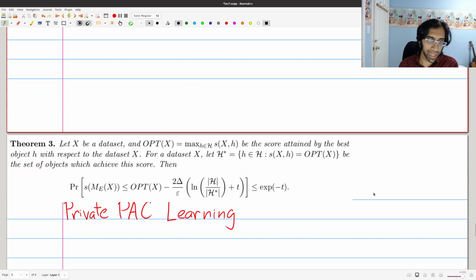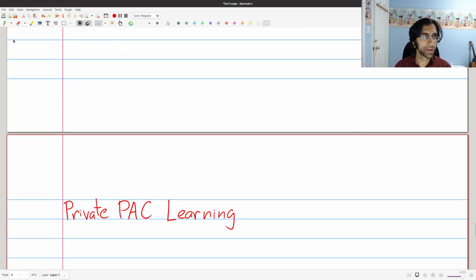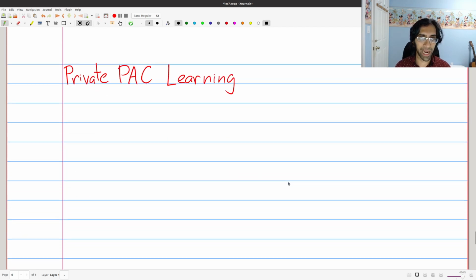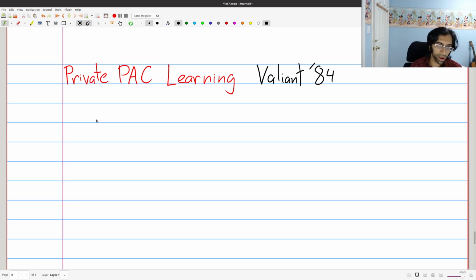We'll move on to the final application, which is private PAC learning. PAC learning is kind of the granddaddy of machine learning nowadays. This sort of model was formally defined by Les Valiant, Turing Award winner, in 1984. We're going to describe it non-privately first. And for now, we're going to focus on Boolean functions over the Boolean hypercube.